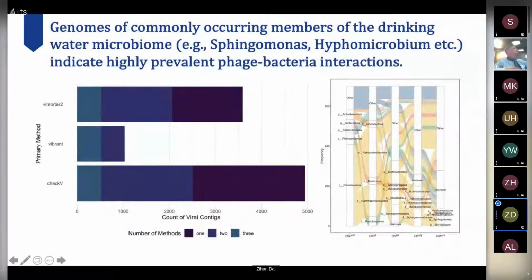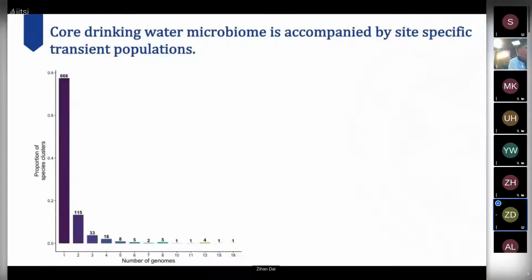Moreover, prophages were identified in reconstructed species clusters using CheckV, VIBRANT, and VirSorter2. These species clusters, for example, Sphingomonas, commonly occur in drinking water environments, indicating highly prevalent phage-bacteria interaction in the drinking water microbiome. In addition, we also applied rarefaction analysis on the data.